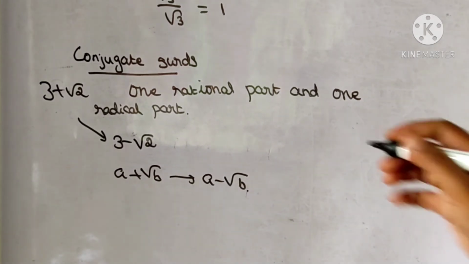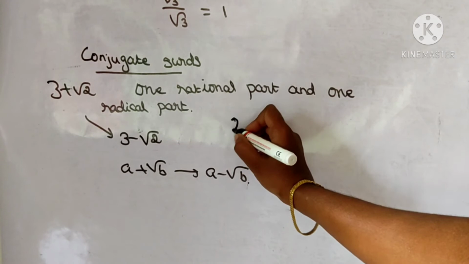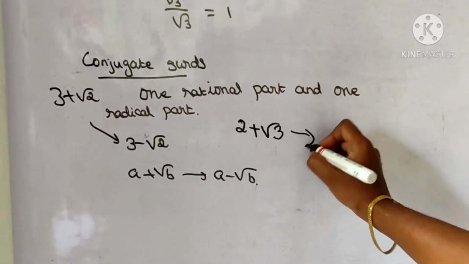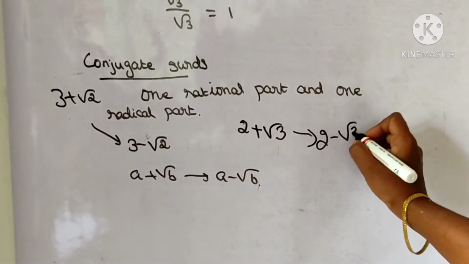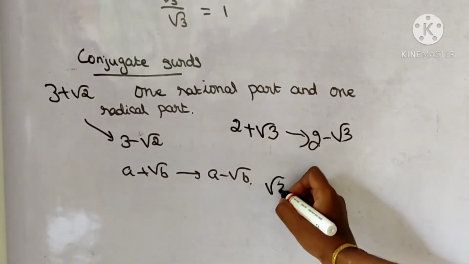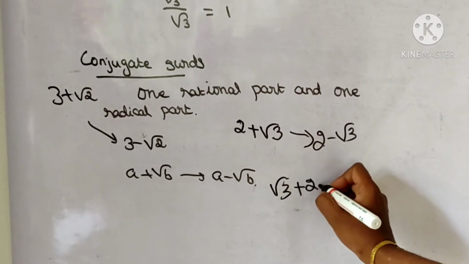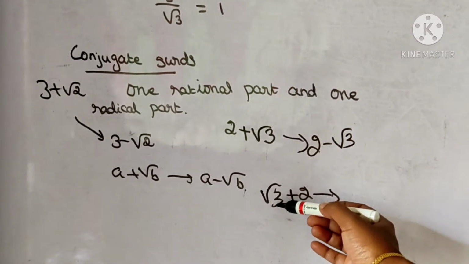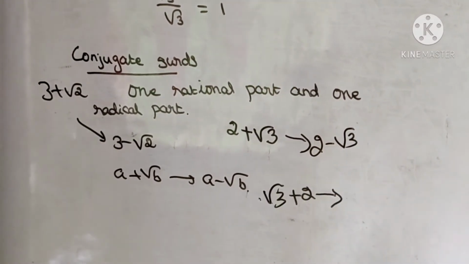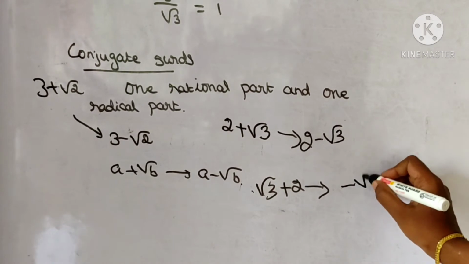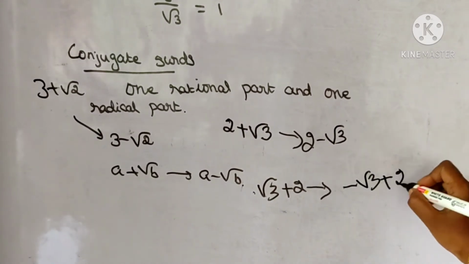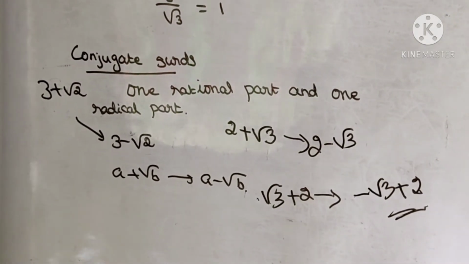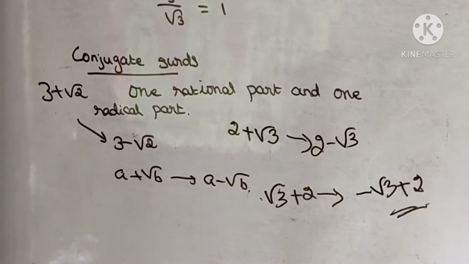Now one example, I'll write it. 2 plus root 3. The conjugate of 2 plus root 3 is 2 minus root 3. Now the term is root 3 plus 2. Then what's the conjugate? See the surd. The surd is the first term, so here you change the sign: minus root 3 plus 2. This is the conjugate. So where the surd has that sign before it, you change the sign.